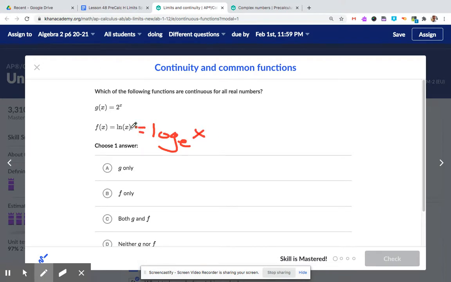So x cannot be what on this one? It's easier to think about what it can't be. X cannot be 0 or negative. You can always type it in a calculator. It's pretty easy for these just to see. So for this one, once again, it's g only.